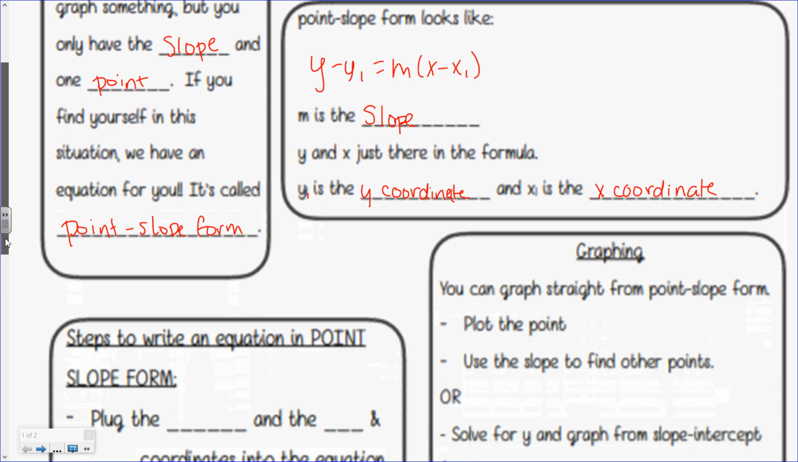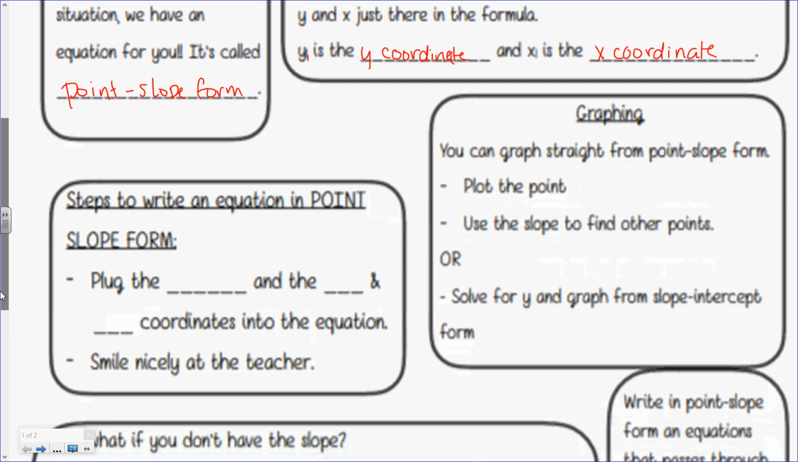So here are the steps of how to write the equations. First, you plug in the slope for m. You plug in your x and y coordinates into the x1 and y1, and then you smile nicely at your teacher or the sub today. You can graph straight from the point slope form.